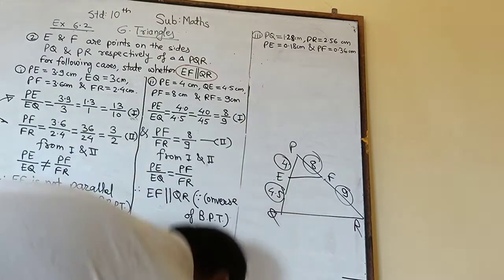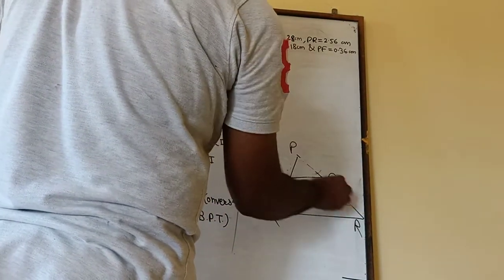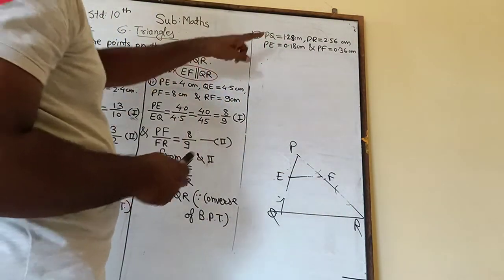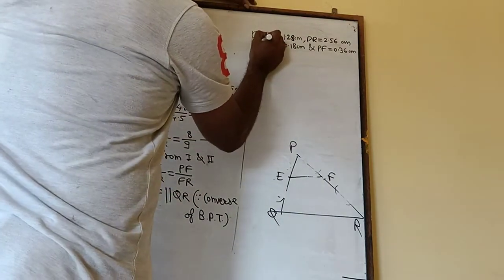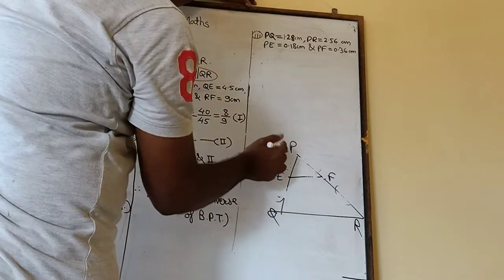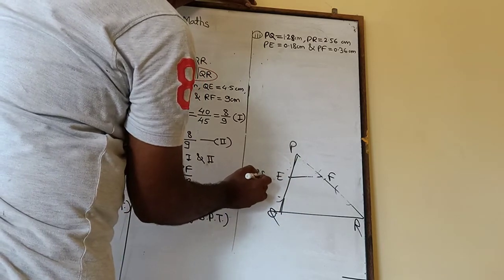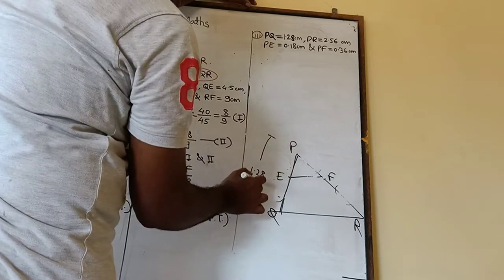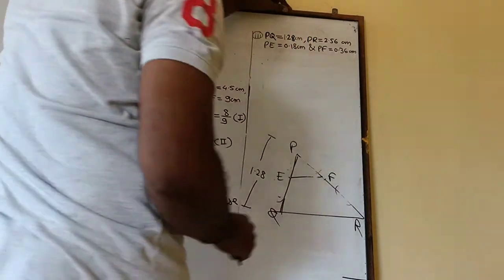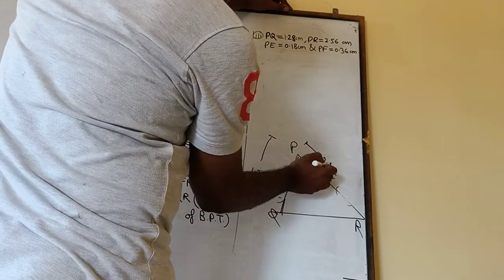Now students, the third one. Let us see what is given here for the same figure, and later we have to check whether EF is parallel to QR or not. What is given? PQ equals 1.28. This complete portion is given, PQ is completely 1.28 centimeter. Instead of this, PR is 2.56, and that is complete also. PR is 2.56 centimeter.